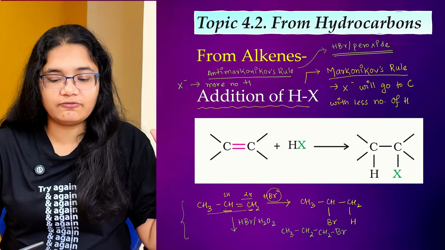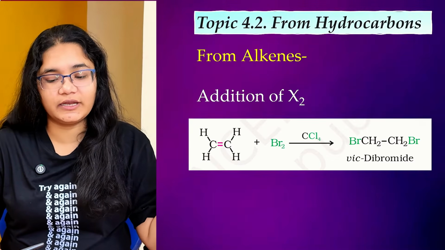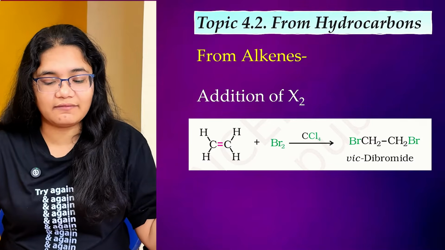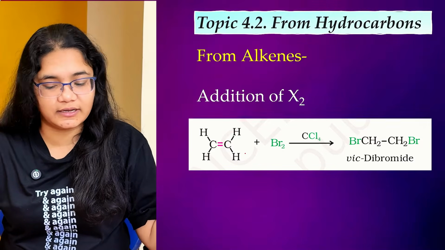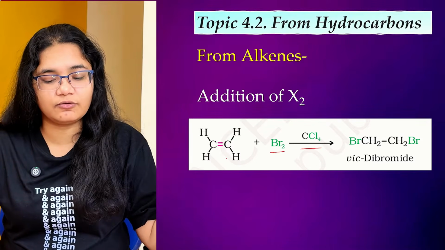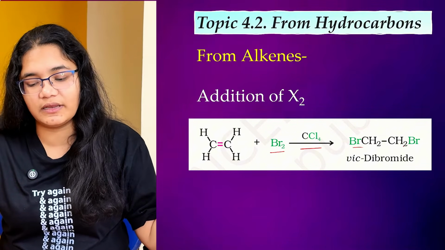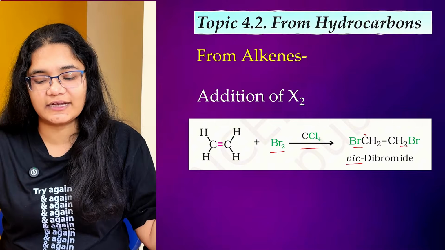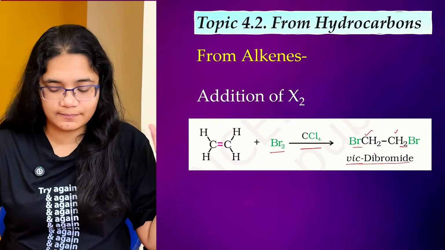Moving forward, from alkenes only, addition of X2. If you have an alkene and you use the reagent Br2 with CCl4, the double bond will break and both the carbons will have bromine attached. You can see adjacent carbons are having halogens, so we call these vicinal bromides.